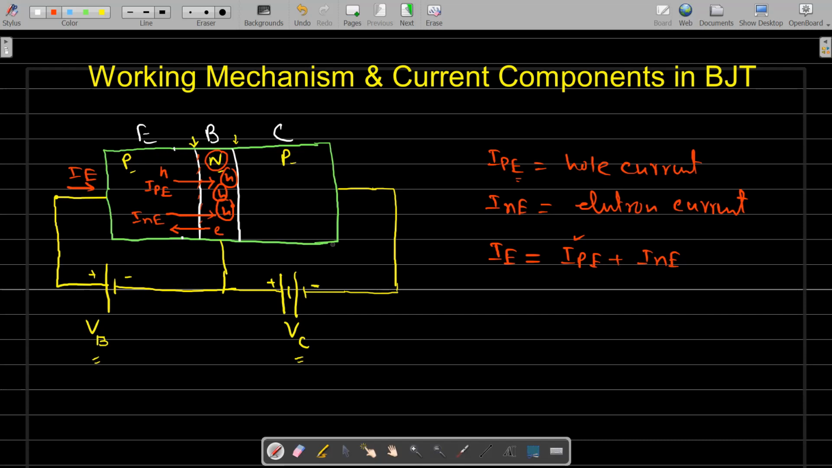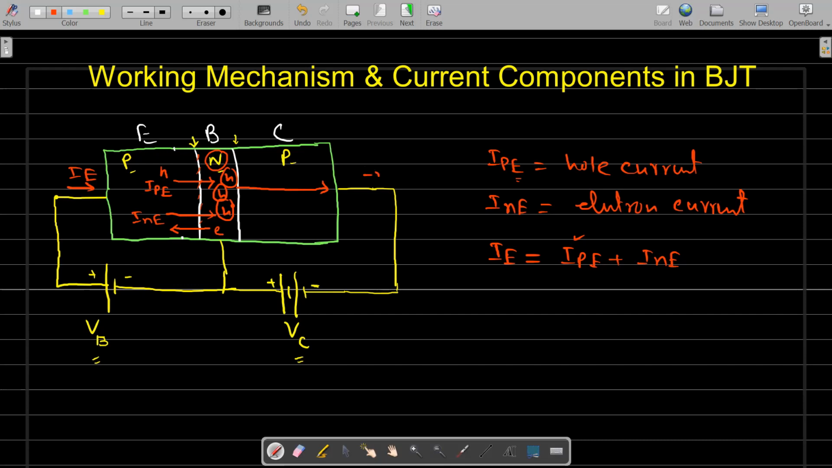Now there will be some recombination in the base region. Why? Because the base region has some free electrons. The majority carriers are electrons. So some of the holes will recombine with the free electrons available in the base region. Due to this recombination process, some of the electron-hole pairs are lost. And the rest of the holes will move towards the collector region, and finally they are collected at the collector terminal.